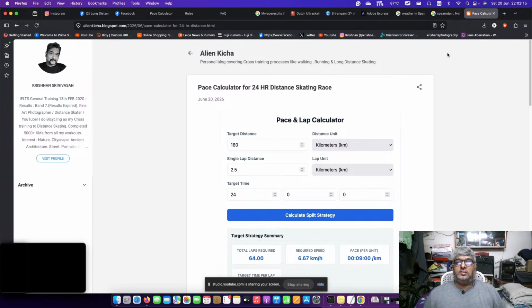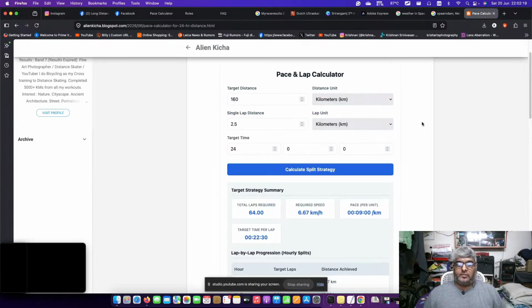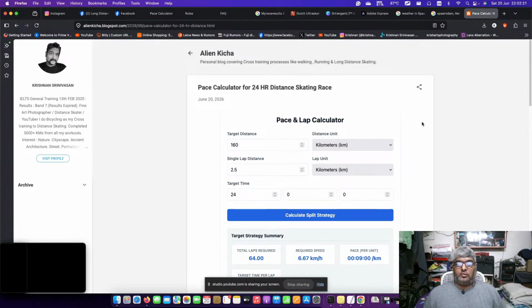So I'm a long distance skater, so I created this app for that, and I did not write the code. Gemini AI did write this code, and kudos to Gemini AI.